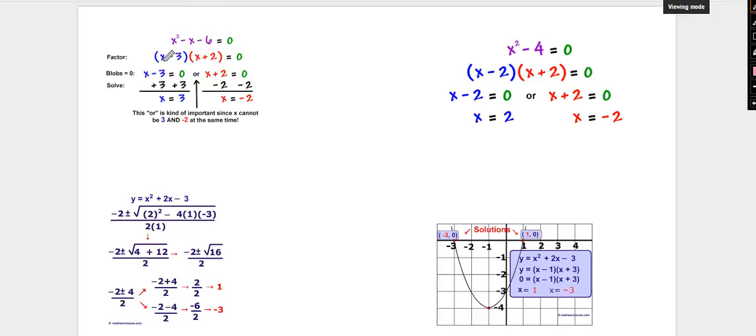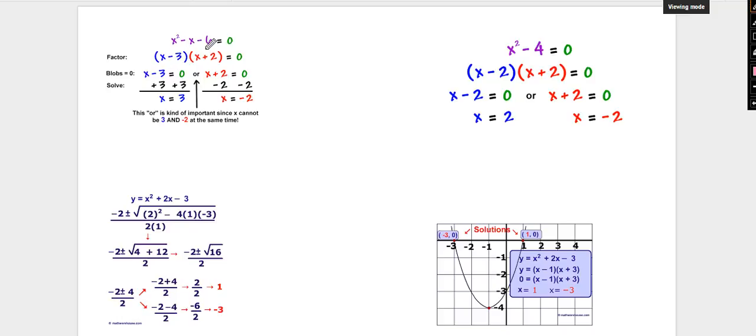So remember we did parentheses, parentheses, x times x. The minus on the constant means that we have a plus and a minus in our factors. And then we need factors of 6 that subtract to give you a negative 1. That would be negative 3 and the positive 2.